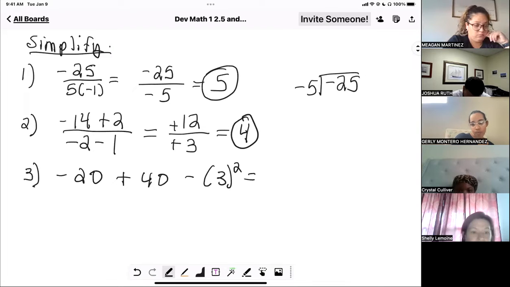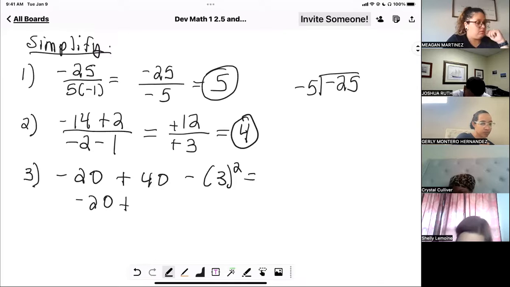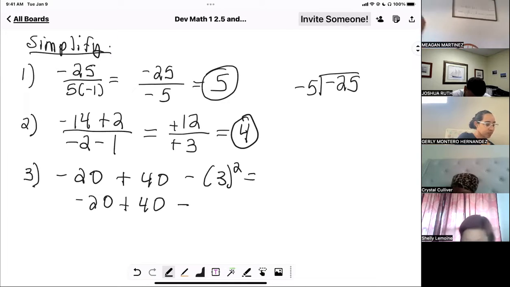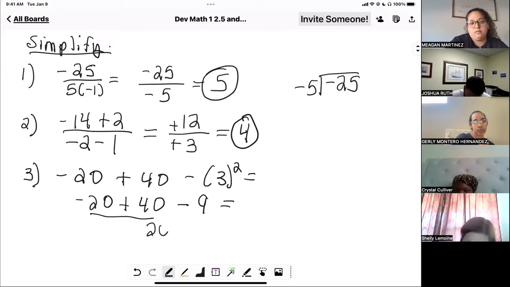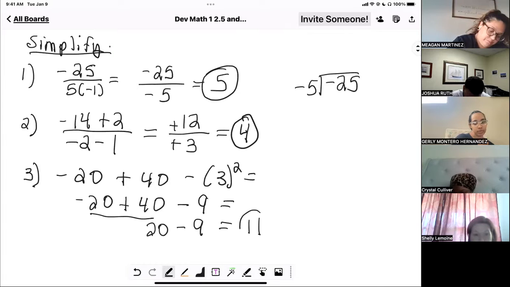So now this one, we have a parentheses with an exponent. So we got to do that first. So negative 20 plus 40 minus 3 squared is 3 times 3, which is 9. And then we just have adding and subtracting. So we're going to do the first two. Negative 20 plus 40, they're different signs, so I subtract them, which is 20. And I keep the sign of the bigger number, which is positive. So 20 minus 9, and the answer would be 11. I am just going to subtract that in my head. 11.